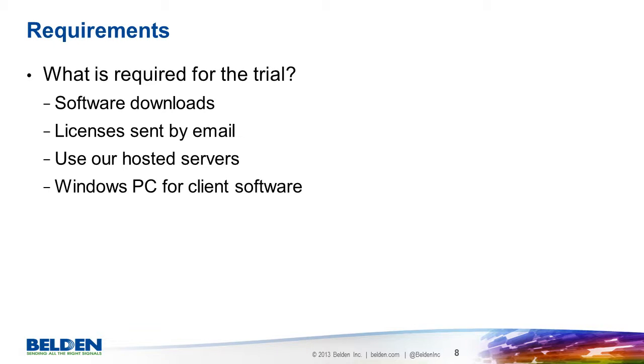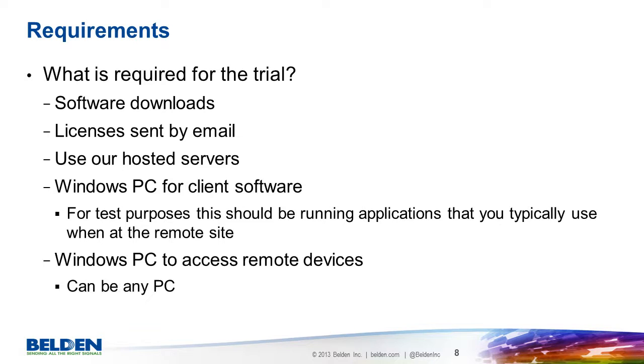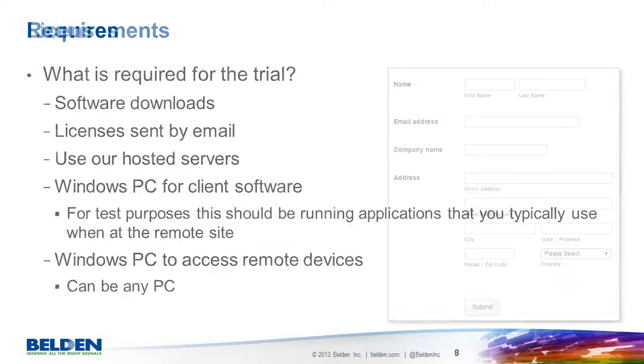For the trial, you will need a Windows PC to run the client software. Ideally, this would be similar to the PC you use for your daily work, running your typical applications. You will also need a second Windows PC to run the remote agent software. The required processing power for this PC is low, so even an old decommissioned PC will work fine. Although outside the scope of this trial, it's also possible to run the agent software on specific Hirschmann hardware, such as the Gecko Ethernet switch.